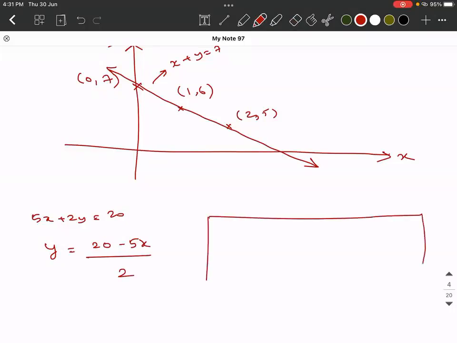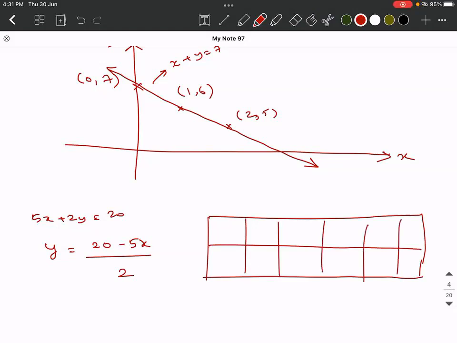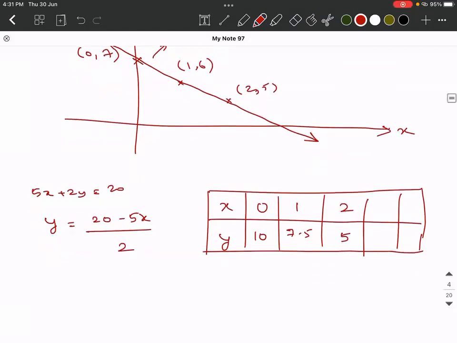I'll draw a box. Right? X and y. X, what will we start with? 0. So what will you get here? 10. If you put x is equal to 1, you get 15 by 2, that is 7.5. If you put 2 here, what will you get? You will get 5 here. So 3 points are there, 0, 10, 1, 7.5, and 2, 5.